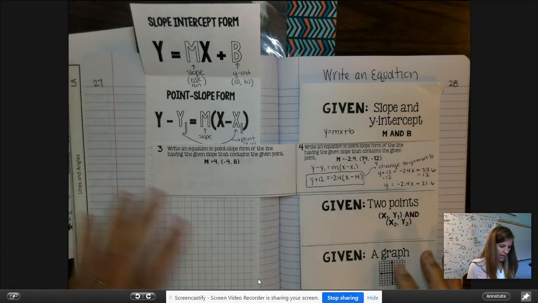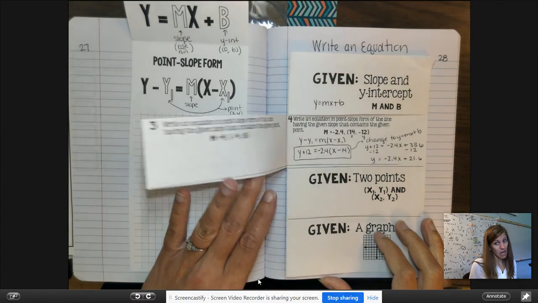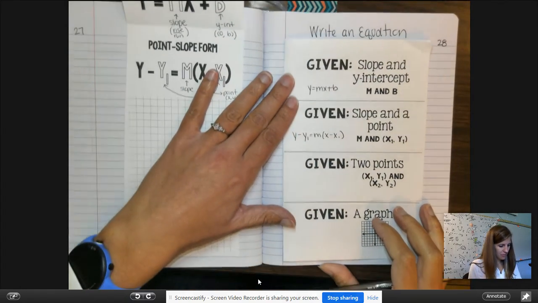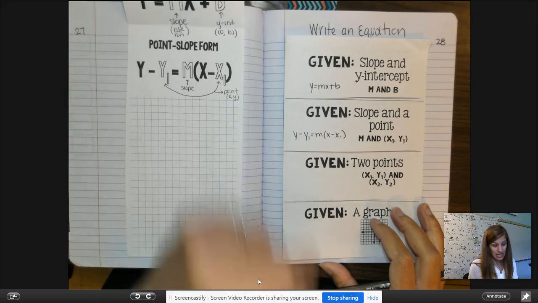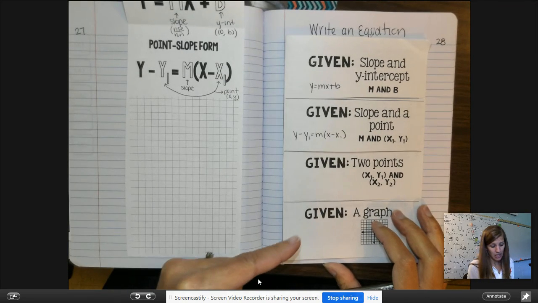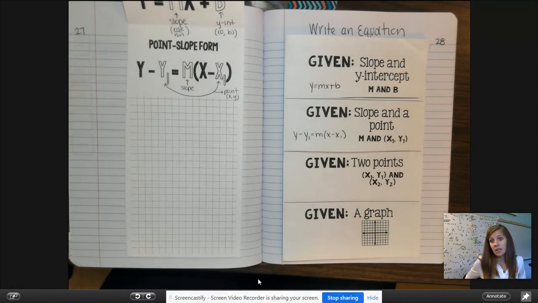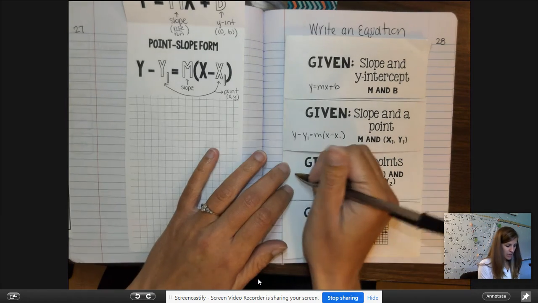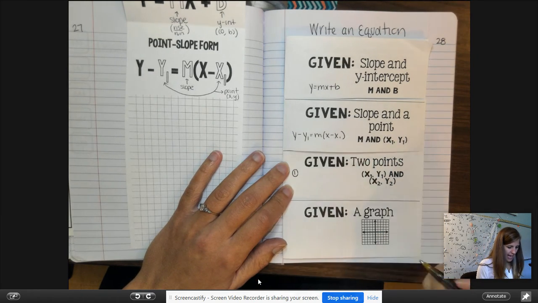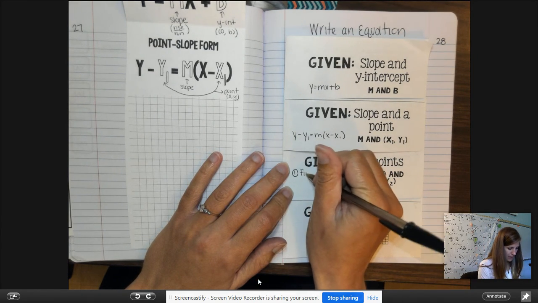Okay. Now, if they're really not nice to you and they only give you 2 points, we're getting less information. They only give you 2 points. Well, you definitely have to do something first, and that is find the slope.